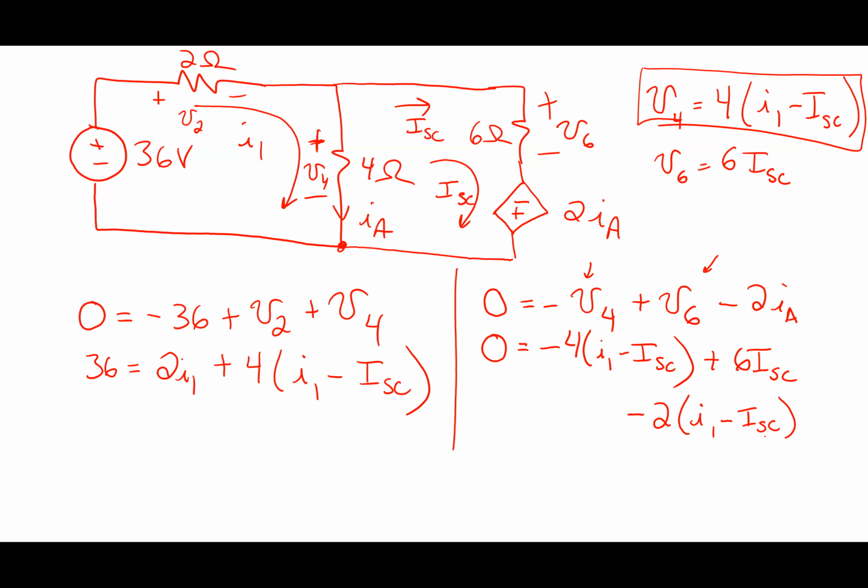So if I rewrite this, I get 0 equals, oh boy, should be minus 6 I1. And then what happens with the ISCs? I get 4 ISC plus 6 ISC plus 2 ISC. So it looks like it becomes plus 12 ISC, I think. And then this guy becomes over on this side 6 I1 minus 4 ISC.